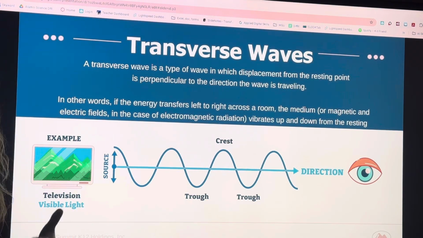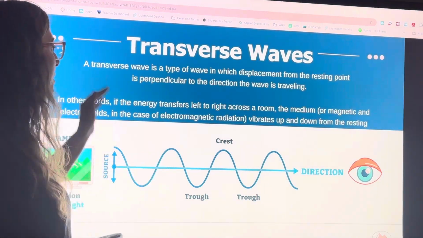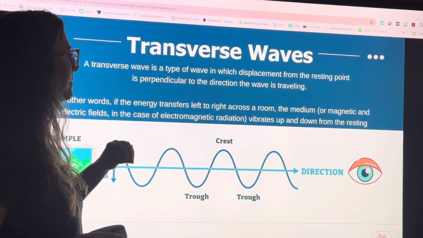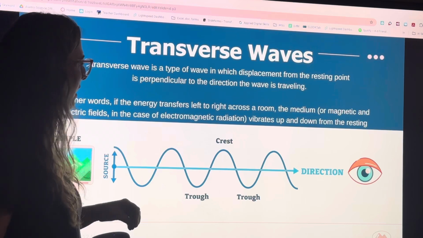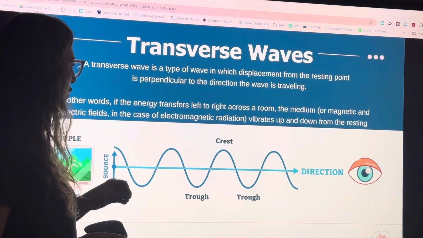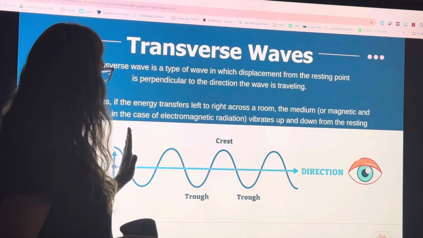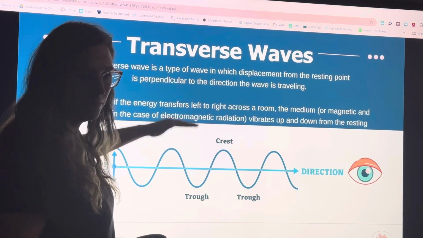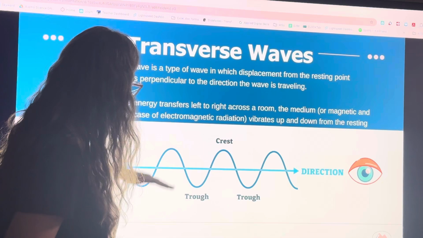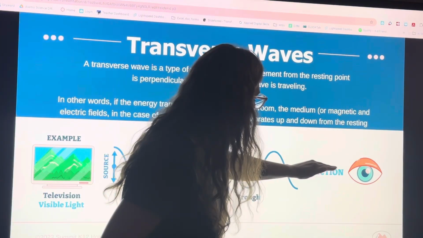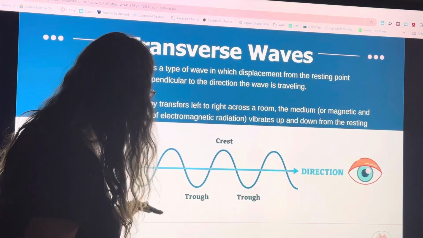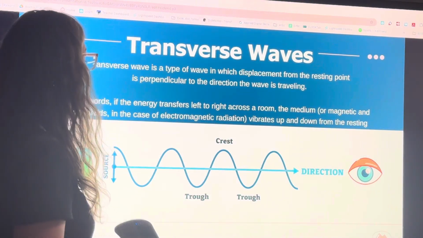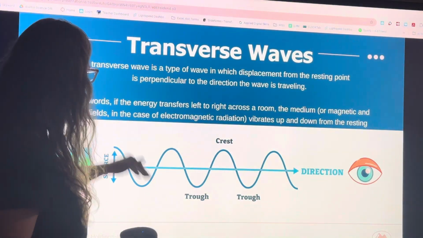So there are two types of waves, longitudinal and transverse. A transverse wave is a type of wave in which the displacement from the resting point is perpendicular to the direction the wave is traveling. So we're going to go up and down, all right? That's perpendicular because our line goes horizontal and our wave goes up and down. That is what that means. I know it's very, very confusing the way that it's phrased. It just means up and down.